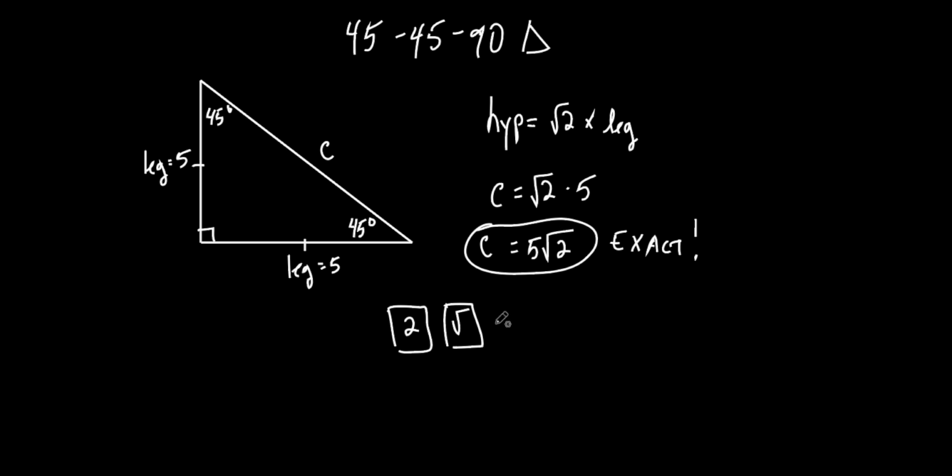So you hit 2, you hit square root, and then you take that number and you multiply it. All right, you got a multiply sign on your calculator, and then you multiply it by what? By 5, and then you hit the equal sign, and that should give you your answer. Times 5 equals 7.07, and so on.